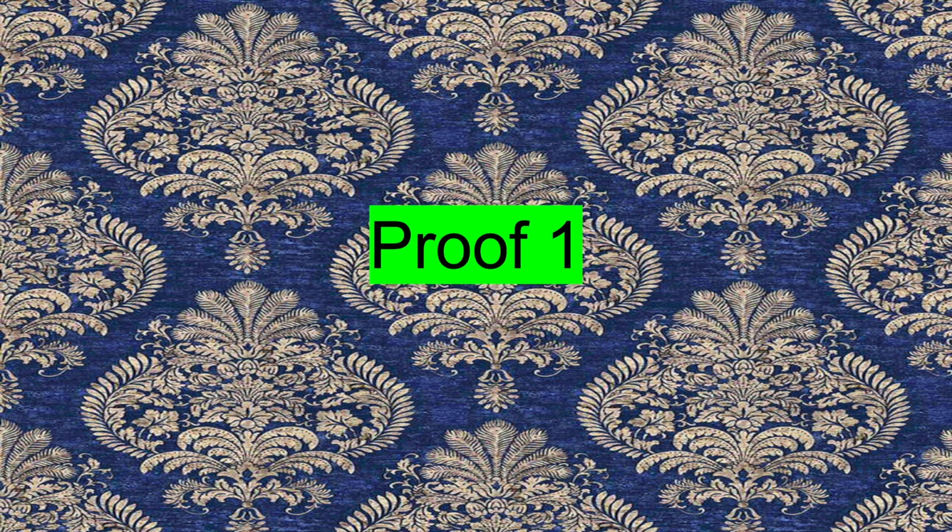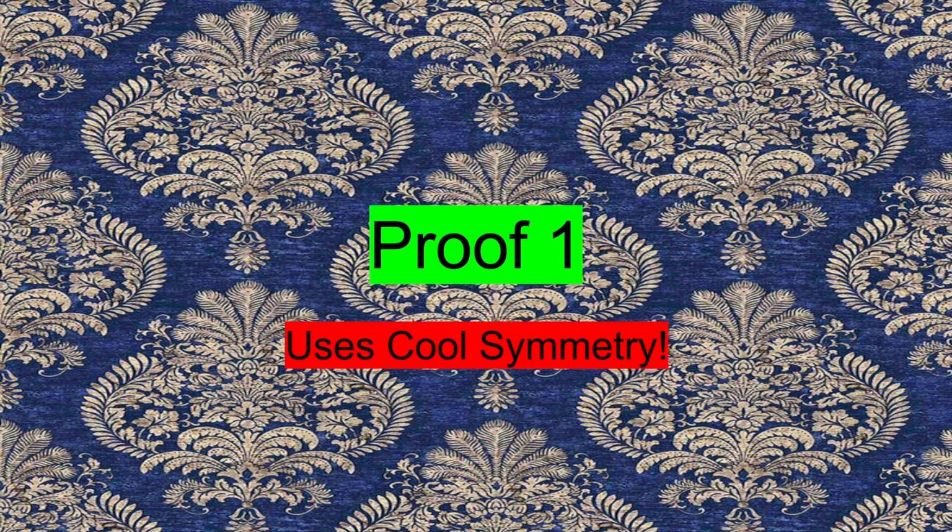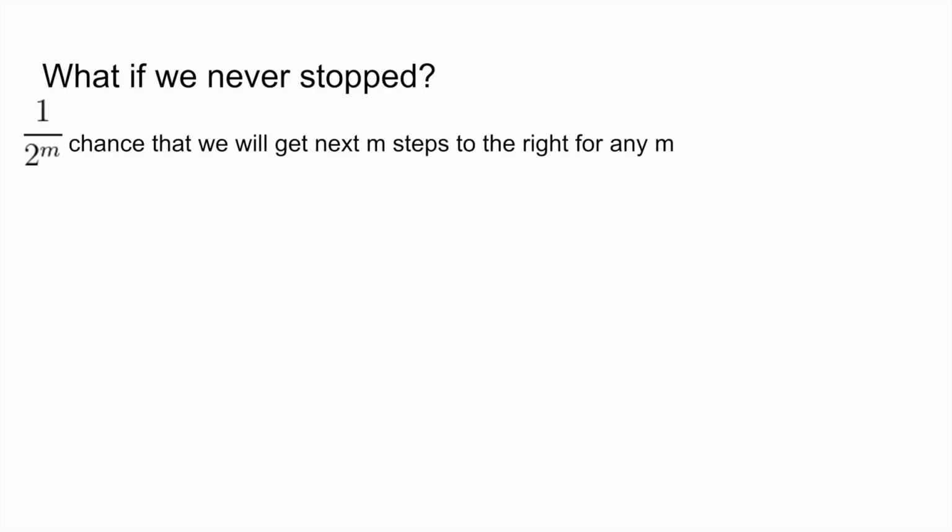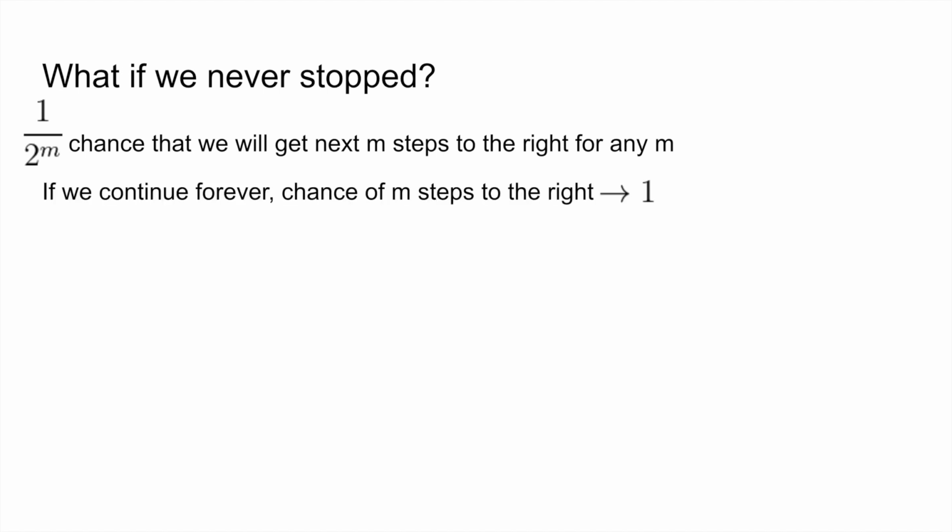This proof uses repeated symmetry in a really nice way. First, note that for any fixed whole number m, there is a 1 over 2 to the power of m chance that our next m steps will all be to the right, because each one has a 50% chance of being to the right, and we would have to get m of them in a row. So if we were never to return to the origin and we just kept walking forever, because we're doing this an infinite number of times, with probability 1 we would eventually have this occur and we would move to the right m steps in a row.